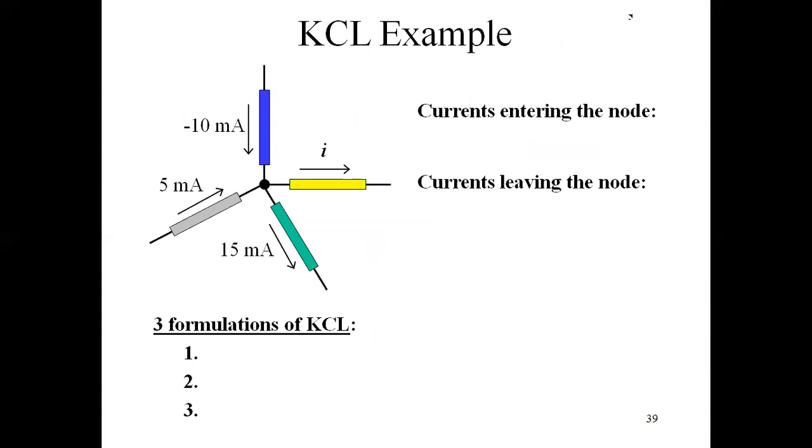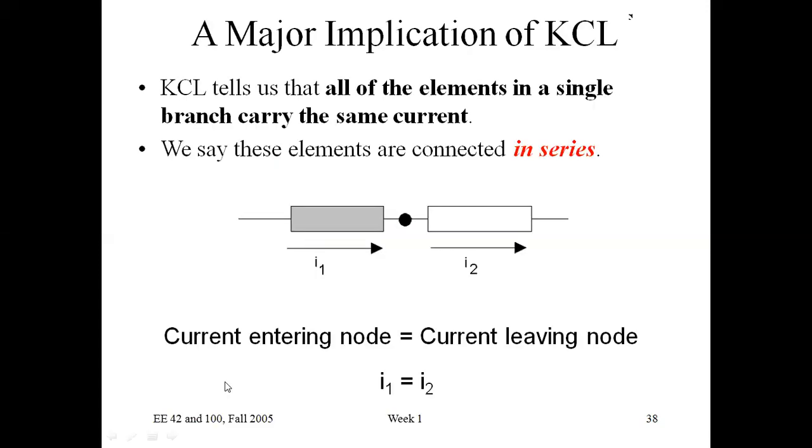Here is another example. Here 1, 2, 3, 4 branches are there. They are meeting at a junction. This is the node. This branch carries 5 milliamp current. This branch carries minus 10 milliamp current. This is the outgoing current I1, and this is the outgoing current 15 milliamp. So the currents entering the node are minus 10 milliamp and plus 5 milliamp, and the currents leaving the node are this current I1 and this 15 milliamp current. Okay, so according to formulation 1, what is my formulation 1?